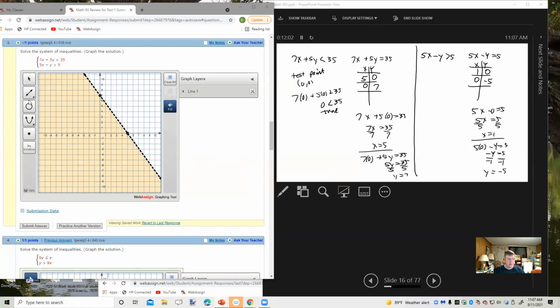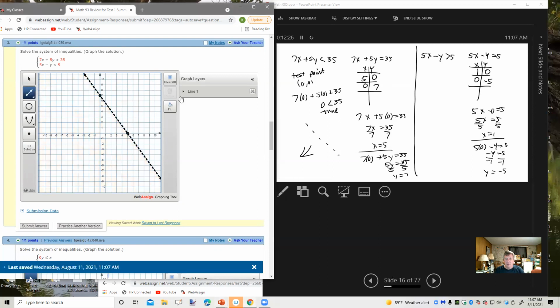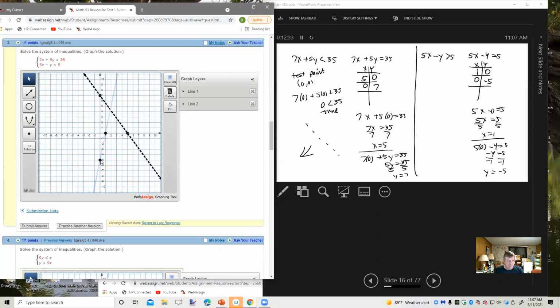Okay, so let's see here. We're going to graph a second line. Oops. Notice when I do that, the shading goes away. So let's go back for a minute and look at where that fill was. It was down below, wasn't it? So it was down here, just to remind us. Okay, let's go on to the second line now. So we've got 1, 0, and 0, negative 5.